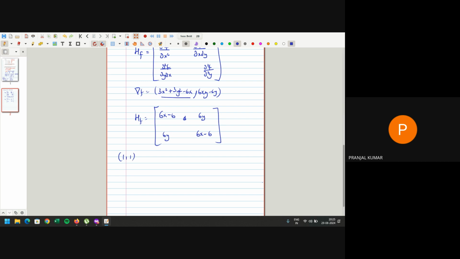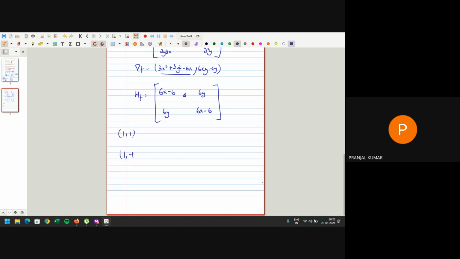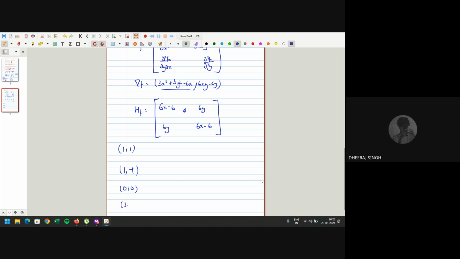Okay, (1, 1), then (1, −1), then (0, 0), then (2, 0). So these are your only critical points. Out of these, some might be maxima, some might be minima, or one of them could be a saddle point also. We have to put them here.